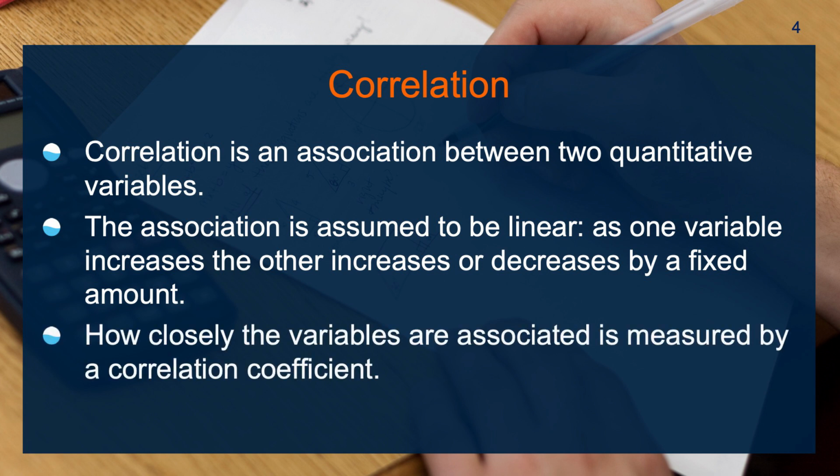How closely the variables are associated is measured by a correlation coefficient. So like with other statistical tests that we've done, the same as the t-test that we did in the last session, and also other statistical tests that we will look at, it will produce a number that we can use to then quantify what the relationship between the two sets of data is.